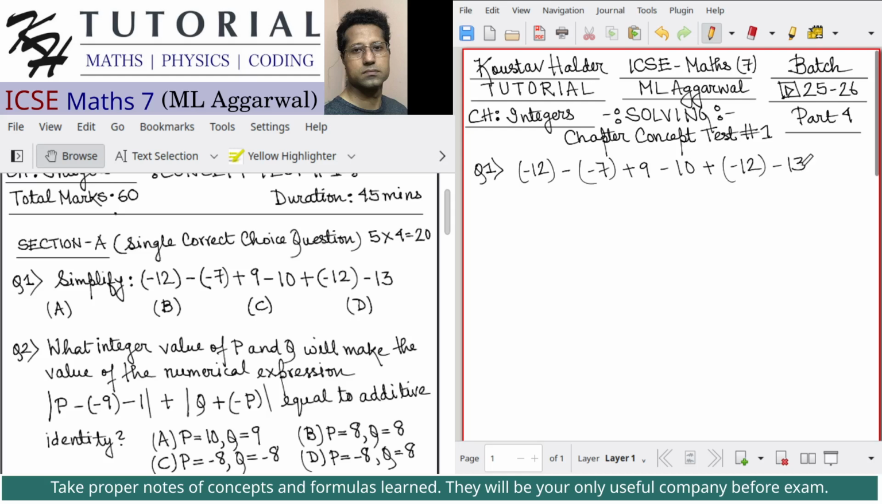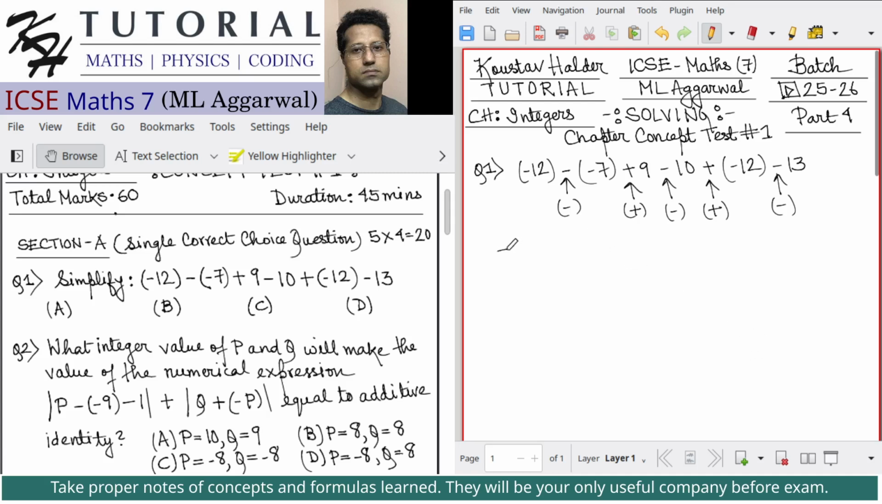Whenever we have this kind of numerical expression of integers where we have some addition and some subtraction operations, we first try to identify which are the addition and which are the subtraction operations. In this case, this is the subtraction operation, this is addition, this is subtraction, this is addition, and finally this is subtraction. So we can see there are 3 subtraction operations and 2 addition operations.